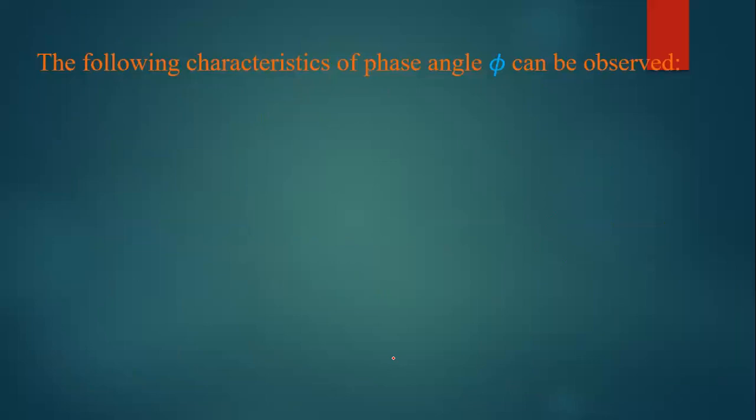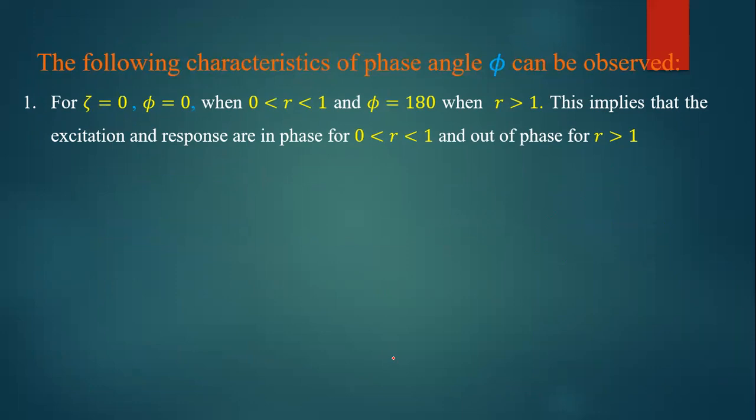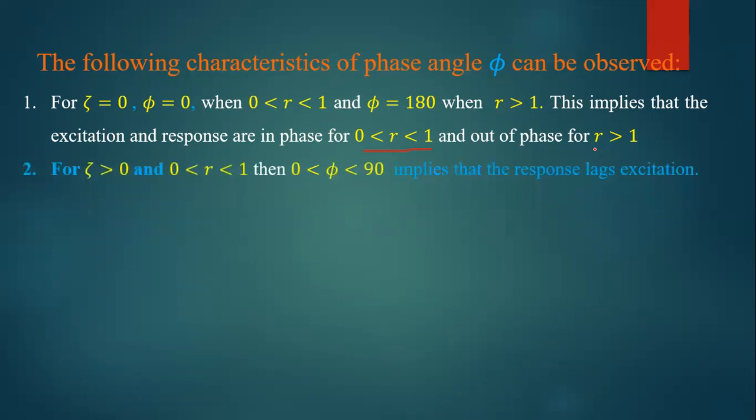Okay, so what are the characteristics of the phase angle observed from the previous two graphs? For zeta equal to 0, phi is equal to 0 when r is between 0 and 1, and phi is 180 beyond that. This implies that the excitation and response are in phase for this range of values, and out of phase for r greater than 1. For zeta greater than 0 and r between 0 and 1, phi is between 0 and 90, which implies that the response lags the excitation.